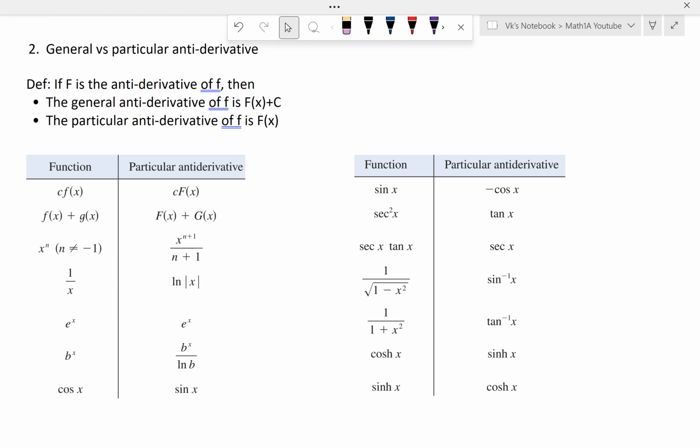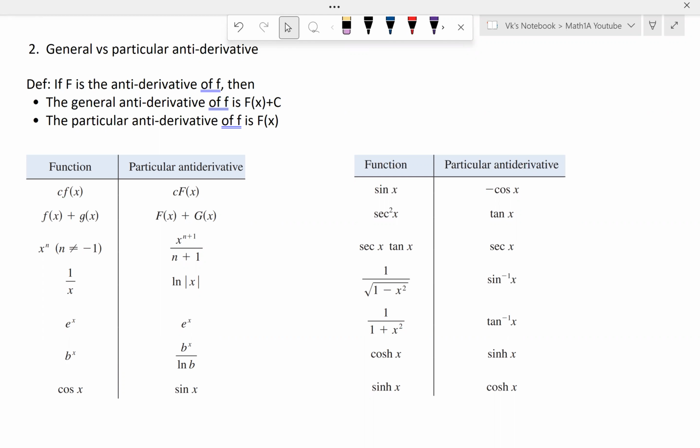The antiderivative works for a constant multiple of a function, and the sum or the difference between two functions. For x to the power n, where n is not equal to -1, the particular antiderivative is x to the n plus 1 over n plus 1. When n equals -1, that is when we have 1 over x, the antiderivative is ln of absolute value x. We need the absolute value because ln is undefined for negative numbers.